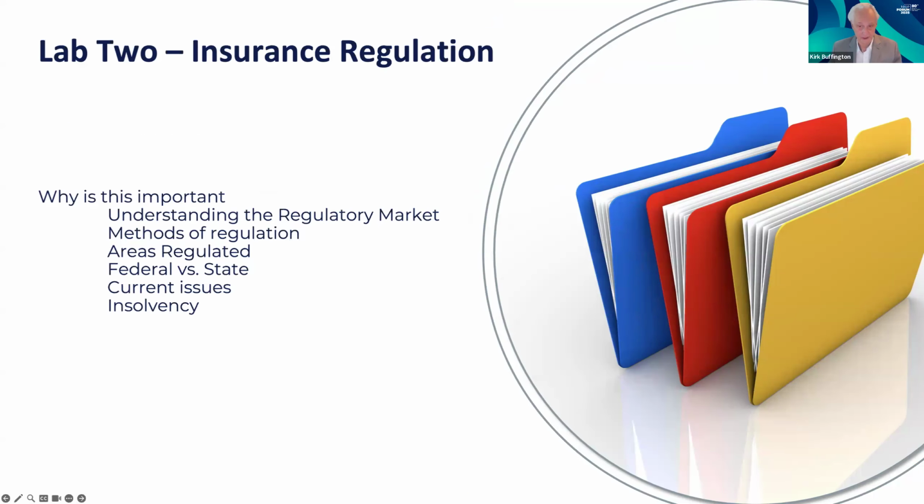Lab 2 is about insurance regulation. I think I did this last year, so I left it in. I think it's important for procurement folks to at least have a little understanding of how the insurance market works, who regulates it, how it's regulated, and how you can find out whether an insurance company or a surety is having current issues or the potential of insolvency.